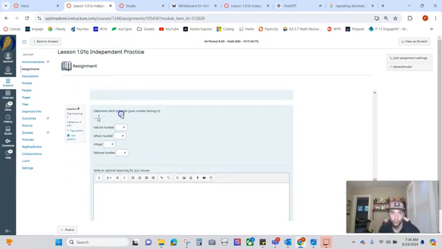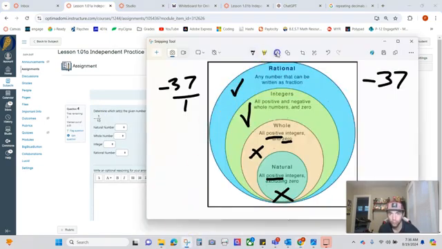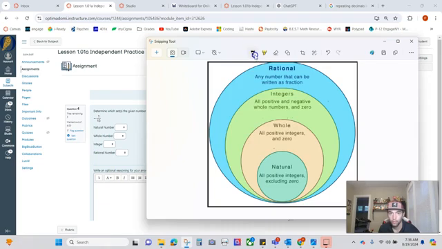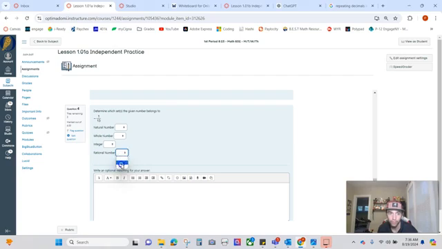Question 4. Determine which sets the number belongs to. Our number is negative 1/13. Is it a rational number? Any number that can be written as a fraction. It's already a fraction. So yes.